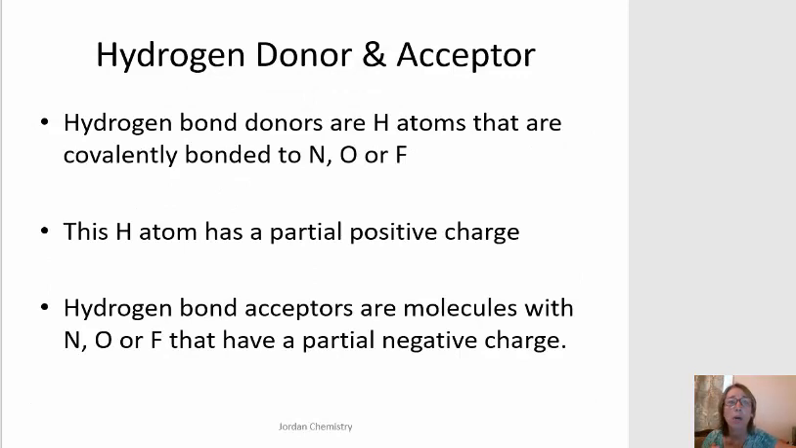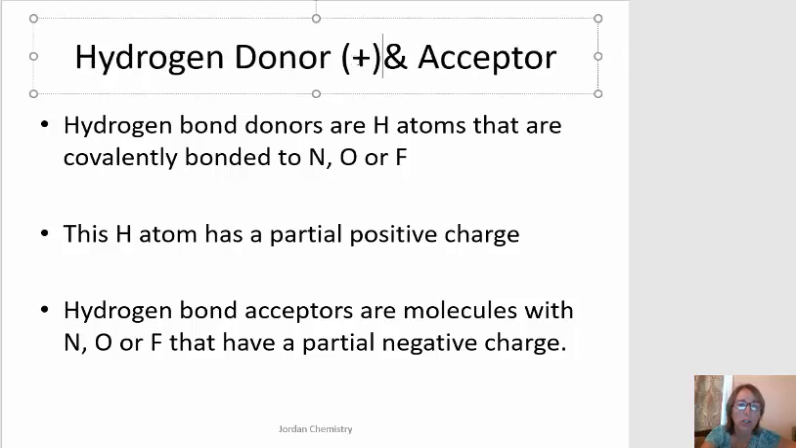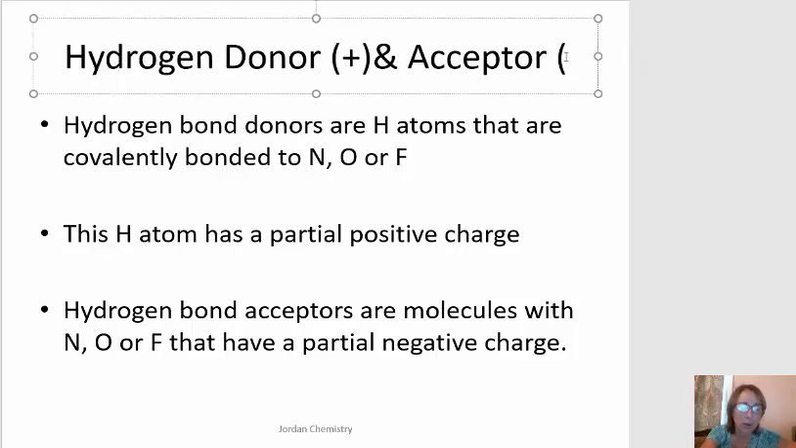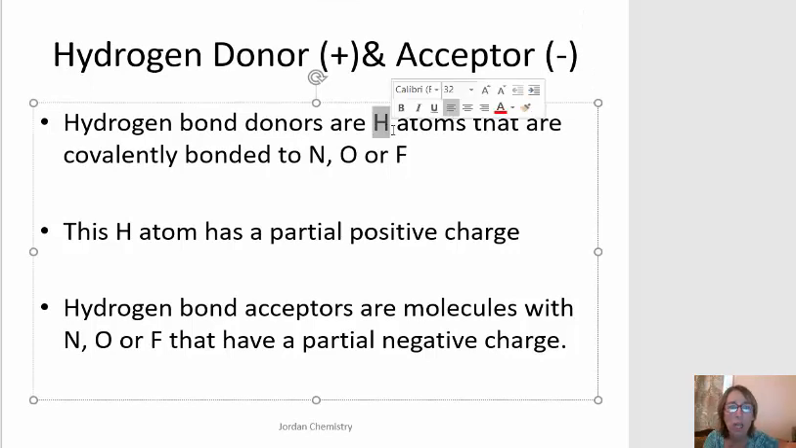And there are two ways that we think about this hydrogen bonding. We think of hydrogen bond donors and acceptors. The donor is going to have the partial positive charge, and the acceptor is going to have the partial negative charge. So hydrogen bond donors are the hydrogen atoms with a partial positive charge that are covalently bonded to nitrogen, oxygen, or fluorine. Hydrogen bond acceptors are molecules that have nitrogen, oxygen, or fluorine with a partial negative charge, which happens a lot because these atoms are highly electronegative.